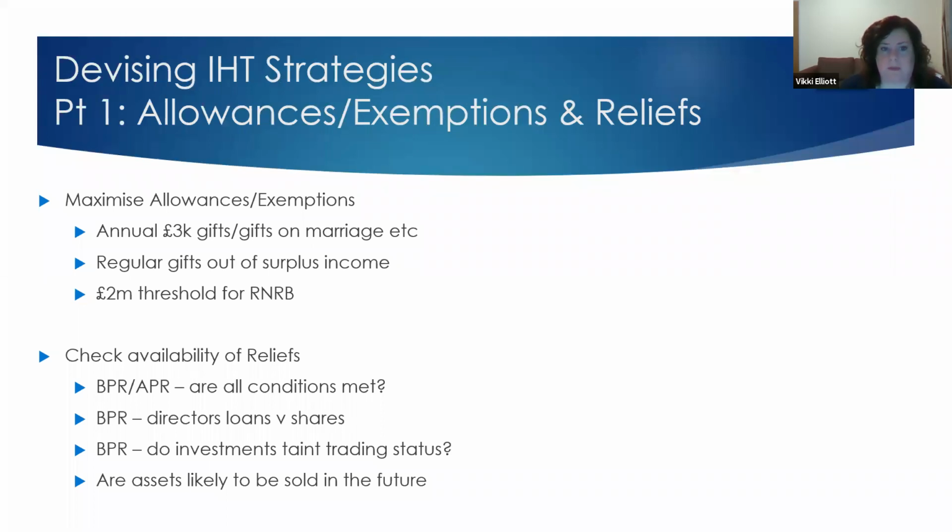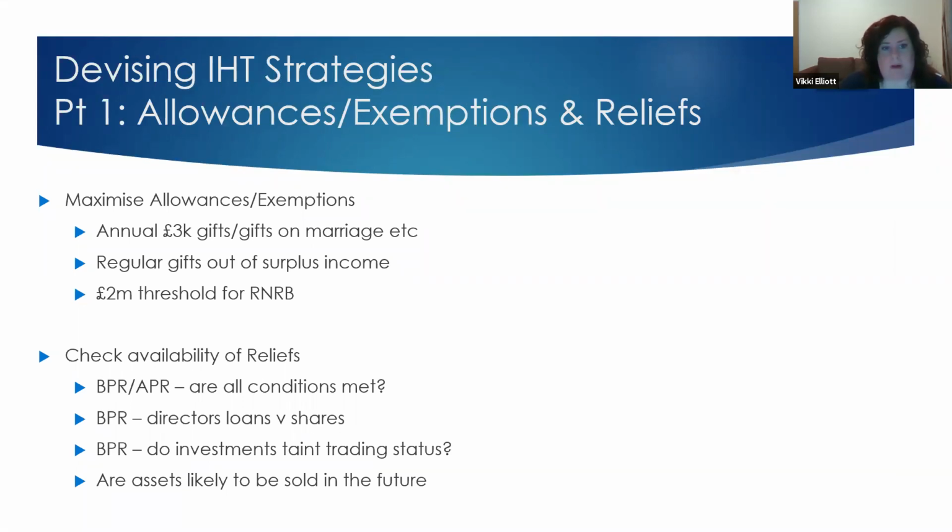Another thing that often crops up with business property relief is often someone will have shares in a trading company, but they may also then have a director's loan, and the loan generally doesn't qualify for business property relief. But you might be able to convert that loan into shares in order to boost the BPR available. You need to look at whether there's any investments that could taint the trading status, and also think about what's going to happen in the future.